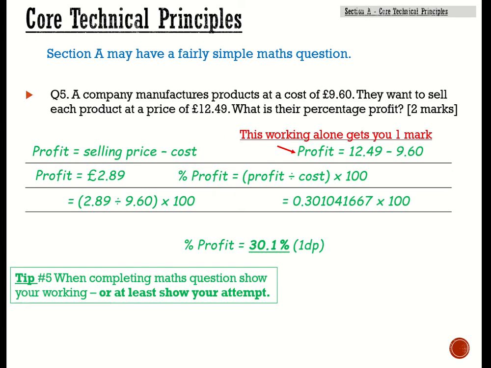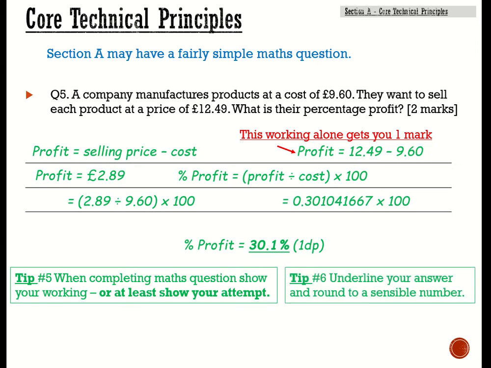So my tip number 5 is when you're completing maths questions, show your working, or at least show your attempt. Okay, if you're stuck, then move on, don't waste time, but at least show your attempt, show your working. And tip number 6 is underline your answer and round to a sensible number. Here I've rounded to 1 decimal place so that it's not a really long answer.